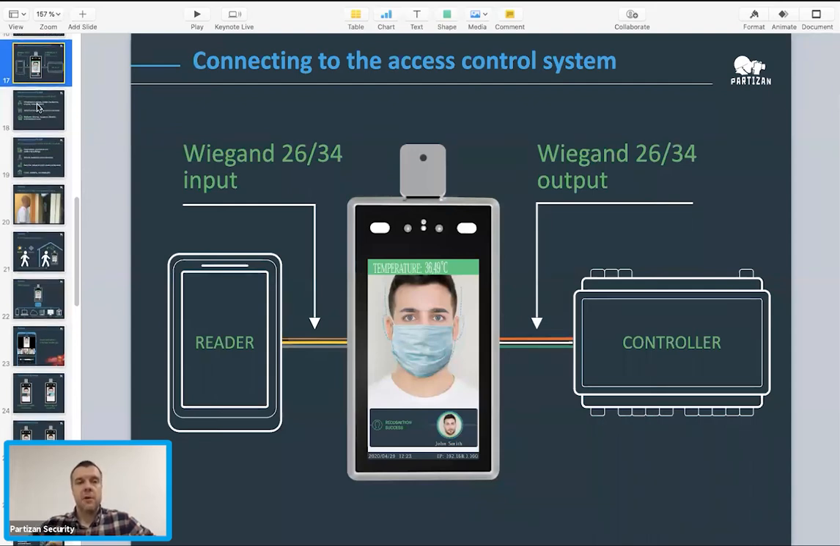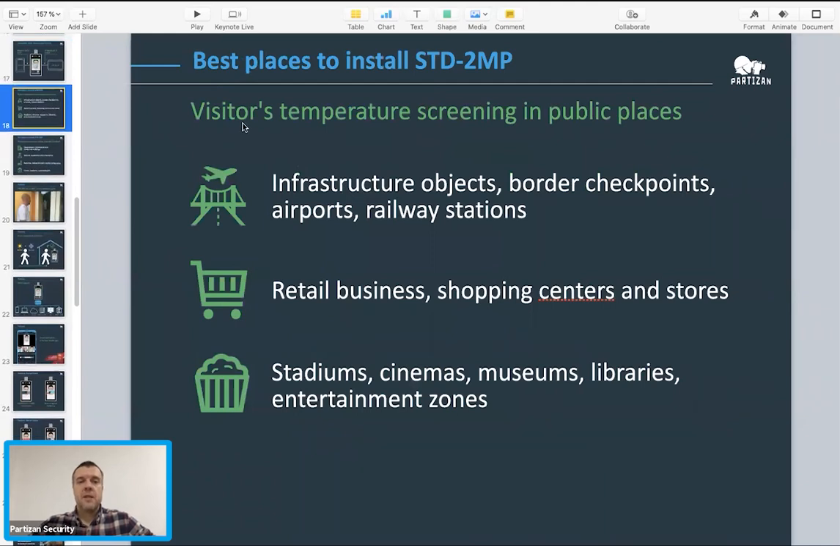Now about the best places to install this device. Basically we divide them into 2 parts. The first one is when you are looking for visitor temperature screening in public places. Definitely these will be infrastructure objects like border checkpoints, airports, railways, bus stations, and so on. The second one is retail business, shopping centers, and stores. In this case, you can screen your visitors, your customers basically, and make sure that all of them are really healthy, or at least that they have a normal temperature.